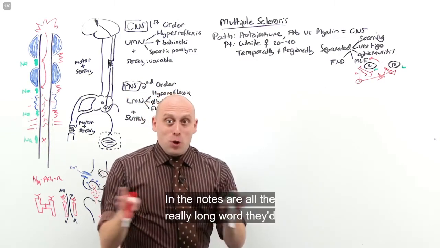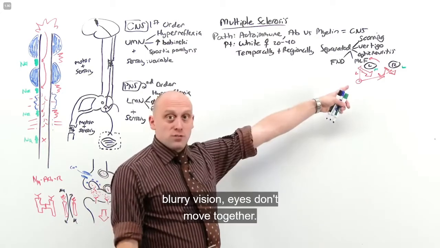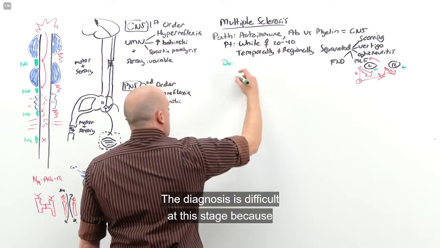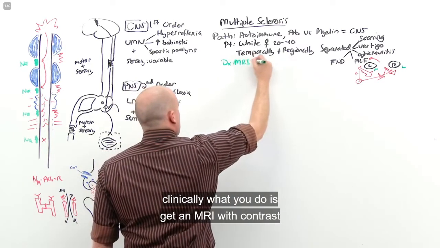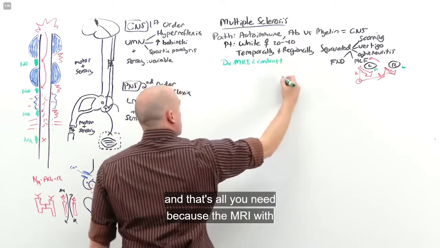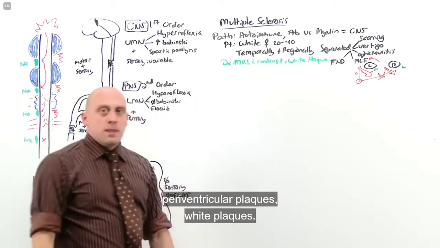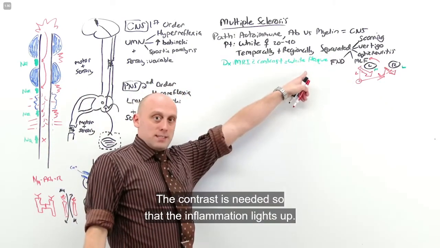In the notes are all the really long words they like to use to trip you up. Blurry vision. Eyes don't move together. The diagnosis is difficult at this stage because clinically what you do is get an MRI with contrast. And that's all you need, because the MRI with contrast would show you the bright white plaques. Periventricular plaques, white plaques. The contrast is needed so that the inflammation lights up.